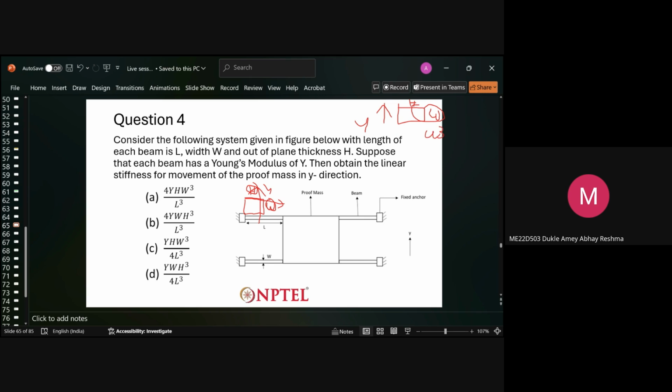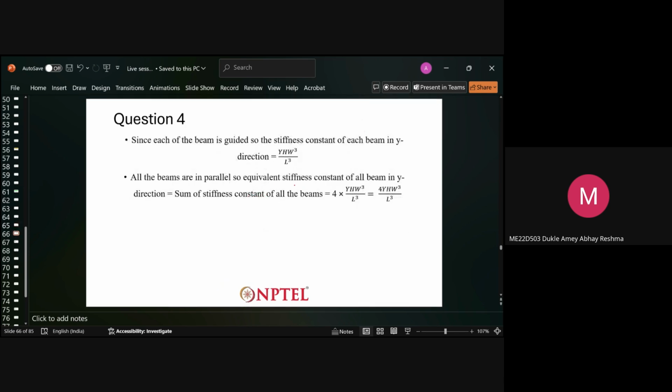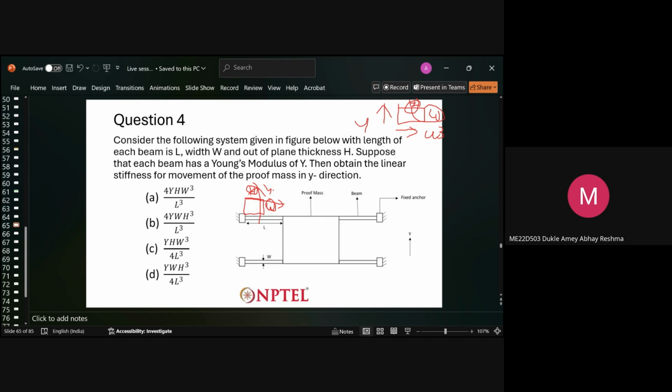When you are taking the moment of inertia along the x-axis, say tomorrow your force is along the x-axis in your exam or somewhere, that time H will be in the cube and it will be W. So the formula will be Y W H cube upon L cube if it is in the x-axis. This is a shortcut I'm giving you to remember it. In whichever direction the deflection is there, that will be the cube.